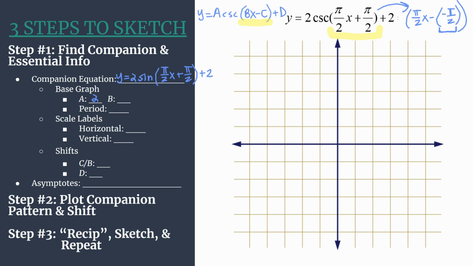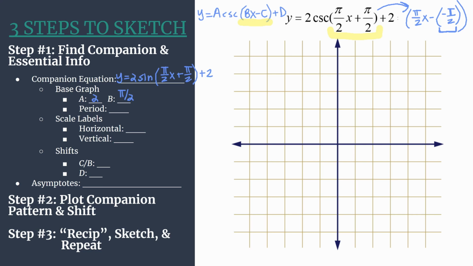b is the coefficient of x, so that's pi over 2. b tells us how many cycles of our graph we should have between 0 and 2 pi. As a nice estimate, just calculate 3.14 divided by 2. We know that's about 1.57. So you're going to have 1.5 cycles or so, a little bit more than that, happening between 0 and 2 pi. That's a nice thing to double check once you have your final graph.